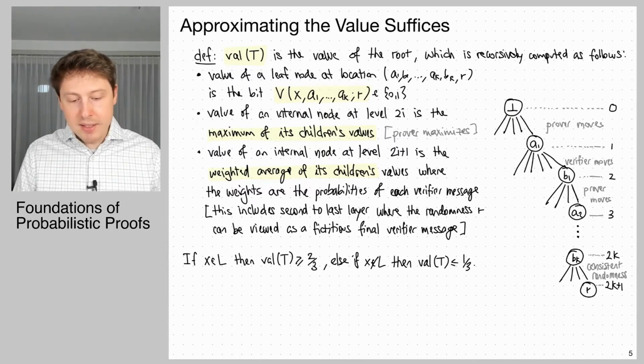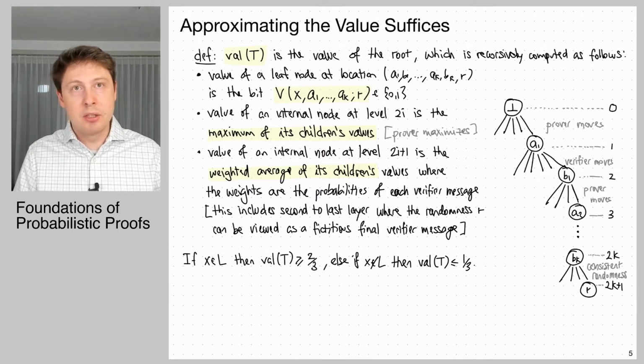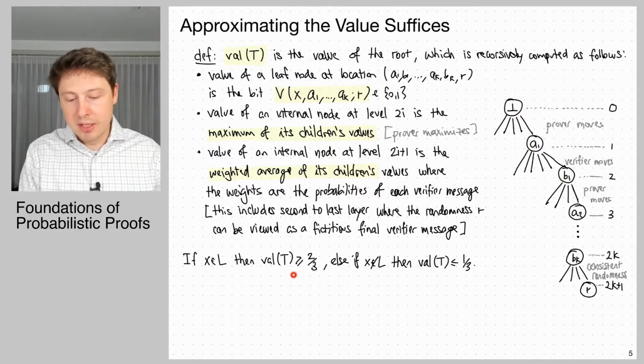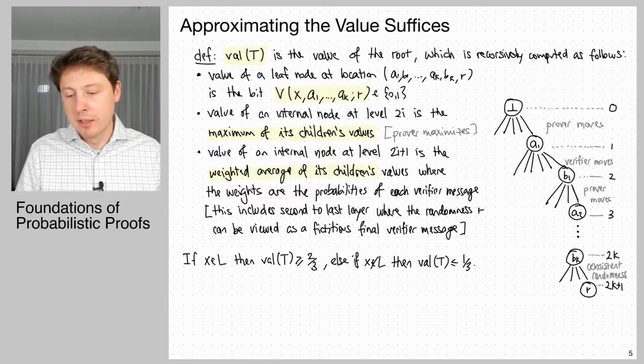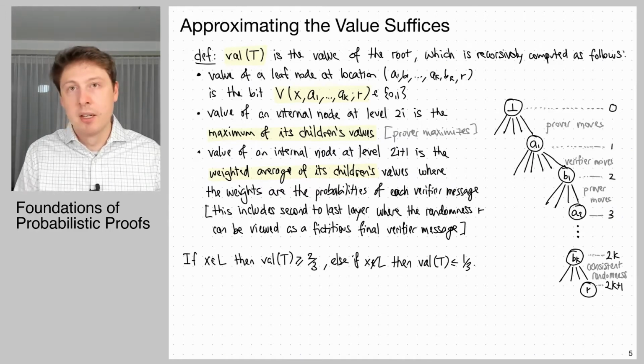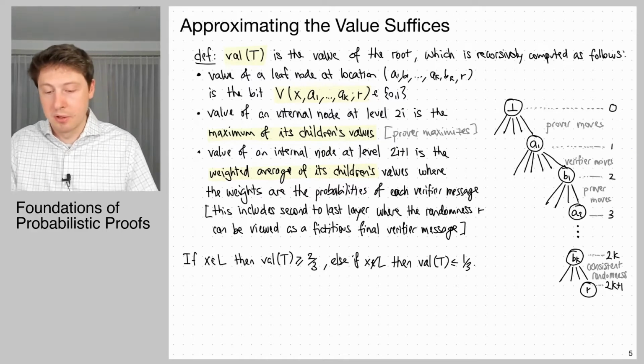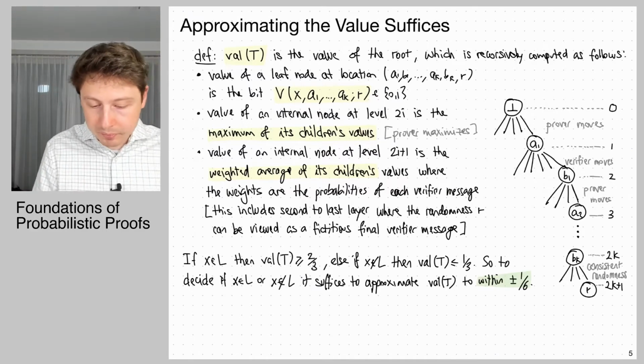Now, if x is in L, then I know that the value of the tree is at least 2/3. Why? There exists an honest prover that causes certain choices in prover moves, like there's a choice here, that certifies that the value of the tree is at least 2/3. And if x is not in L, then because for every possible prover, the verifier accepts with probability at most 1/3, it means that when you take this maxima here, which is effectively considering all prover strategies, then the value of the tree is going to be at most 1/3. Again, we've already seen all this stuff.